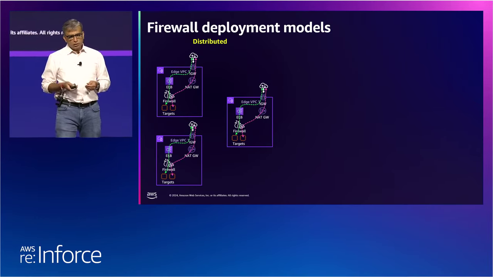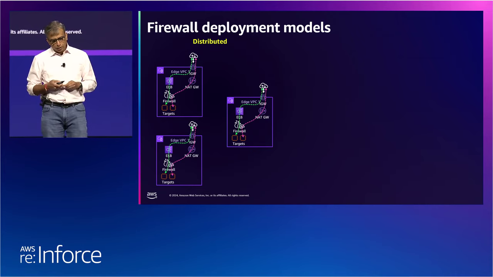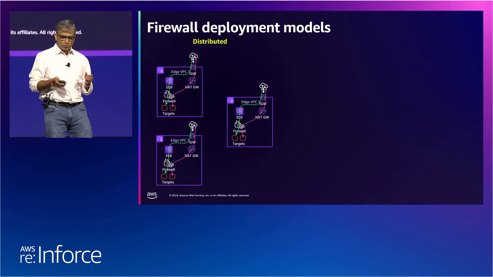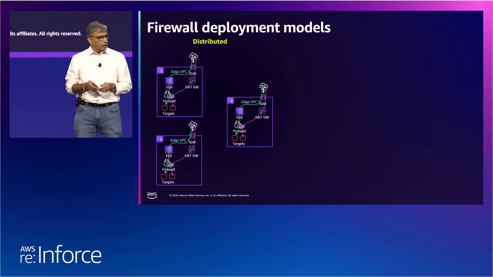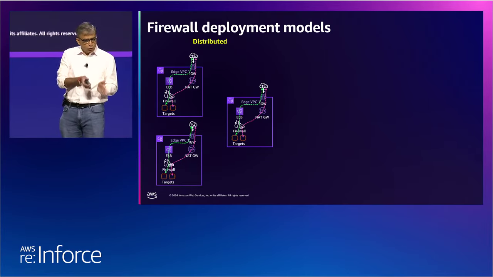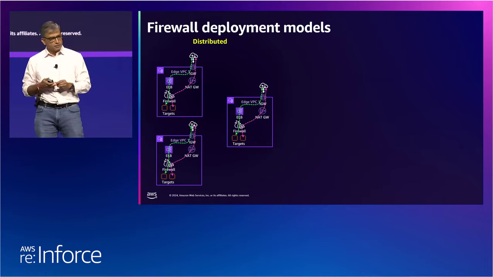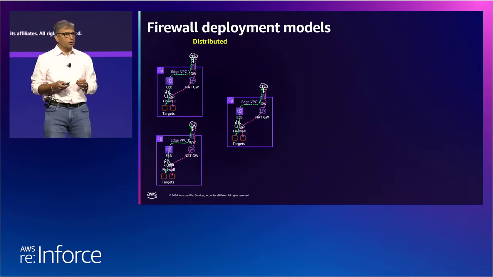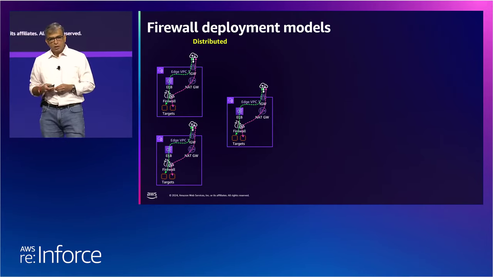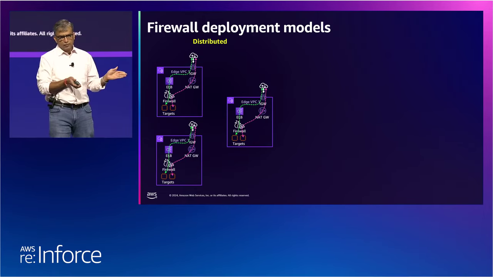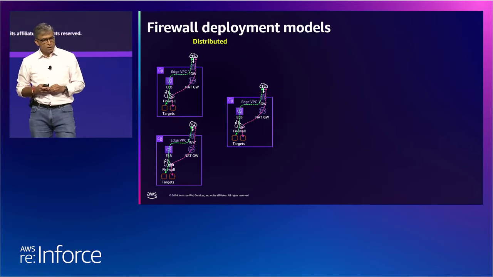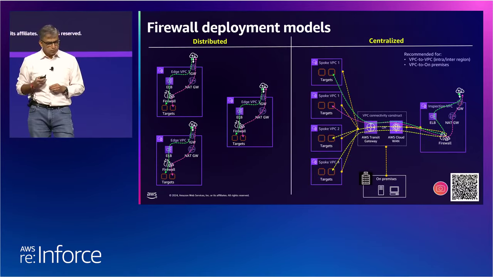In this situation, the first one is the distributed deployment model, where each VPC has its own stack of firewall, and it's basically distributed across multiple VPCs. This is a common use case for ingress inspection architectures. Even for egress, it can be a common use case where you have an isolated VPC, edge VPC, where you want to basically focus on those kinds of things. So it comes pretty handy over there.